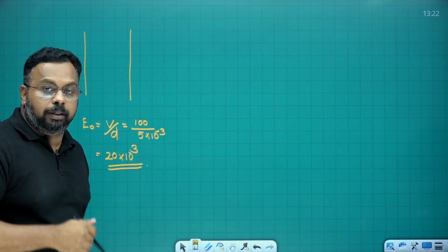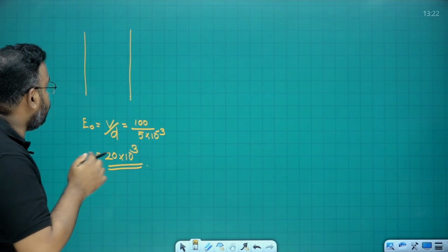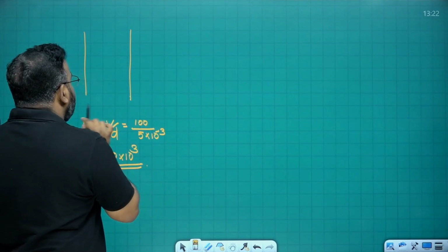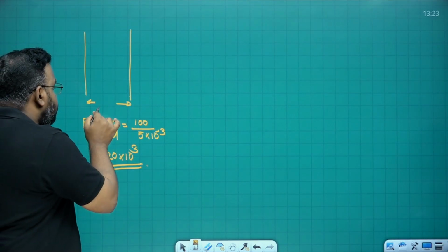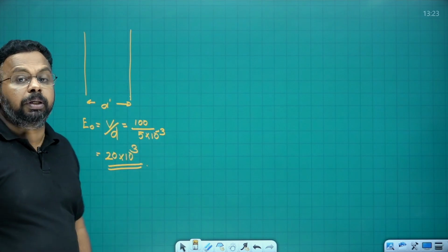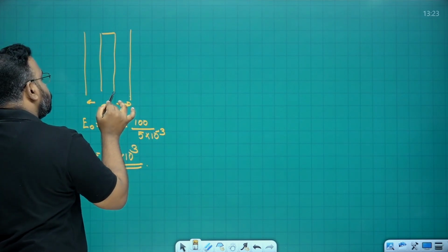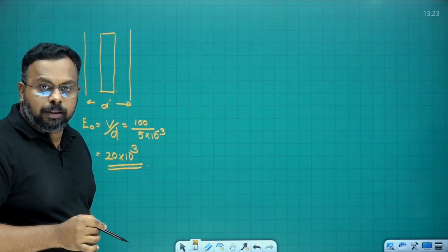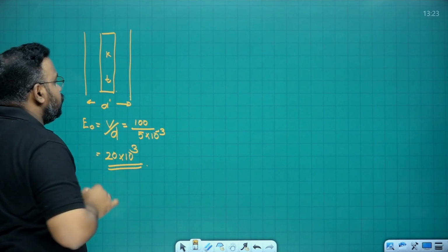That is the initial electric field. We need to find the new electric field, yes or no? But when you are finding the new electric field, there are two changes happening. One is this distance is changed. I'm just naming it D dash, and that D dash is doubled. And a dielectric slab is inserted. That dielectric slab has a dielectric constant K and a thickness T.